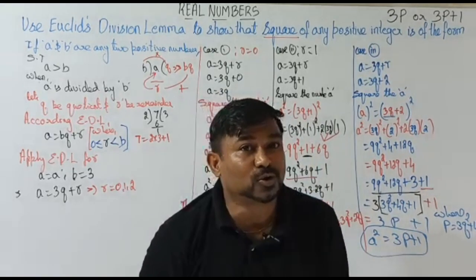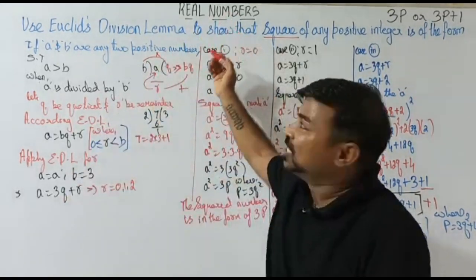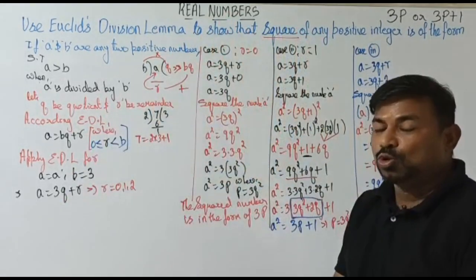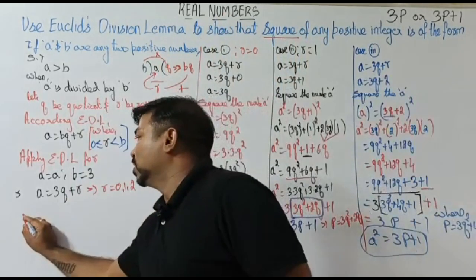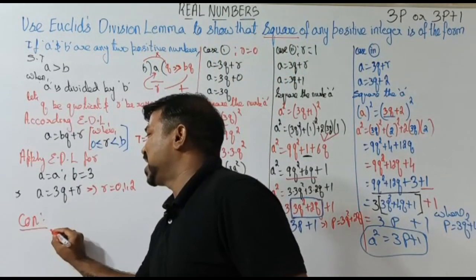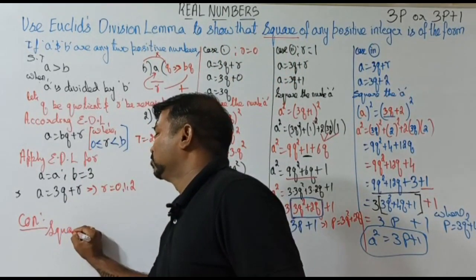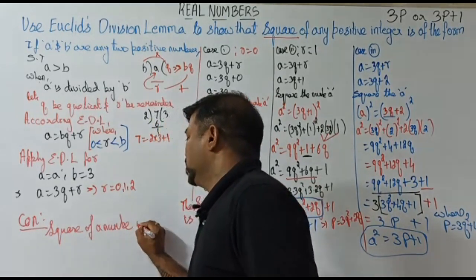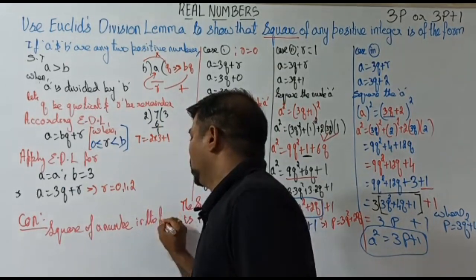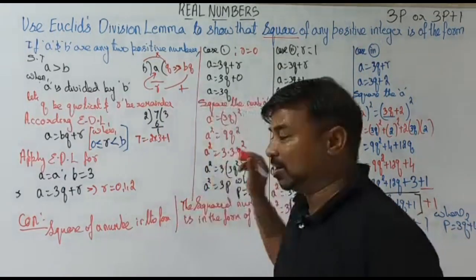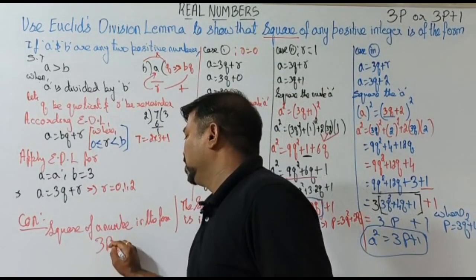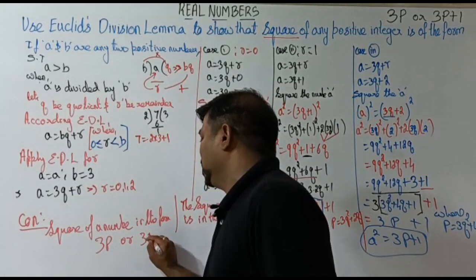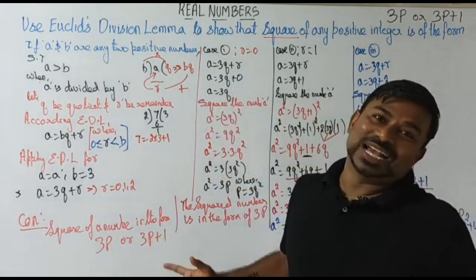So what did we conclude? We conclude that the square of a number, conclusion, if you want, you can write the conclusion. What's that? Square of a number is in the form of, what's the form here? It's nothing but 3p or 3p plus 1. So that's what we proved.